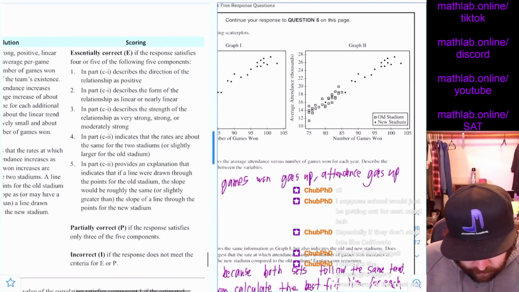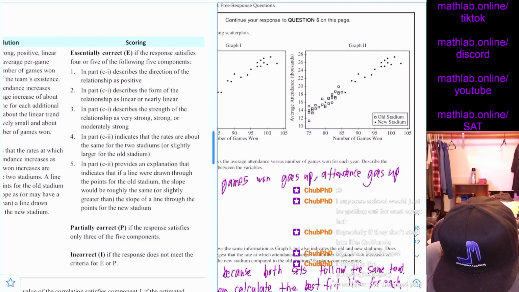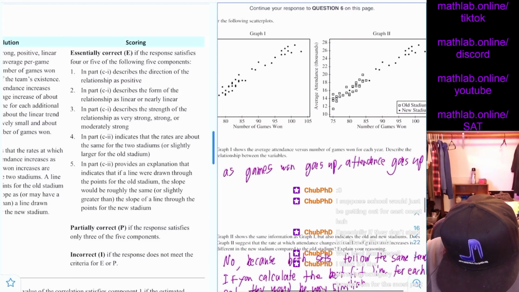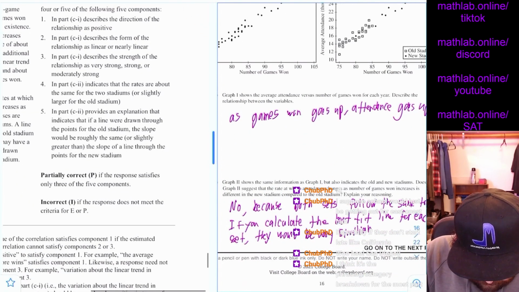Okay, so I didn't do very well on that one either. Well, I got two of them wrong, so I got a P. I didn't say it was linear or that it was strong. Dang, if I just would have done one of those, I would have gotten everything.